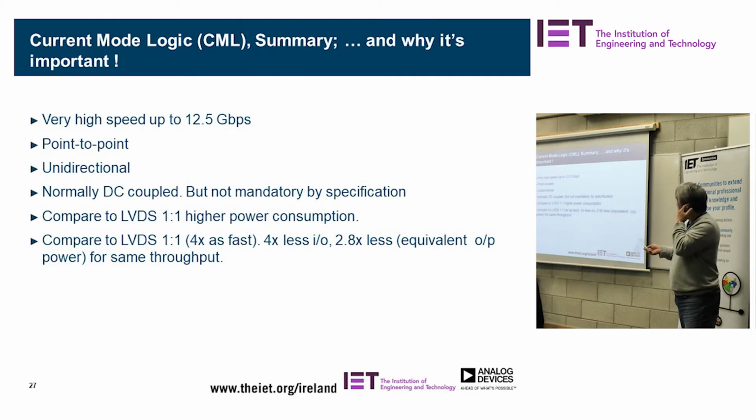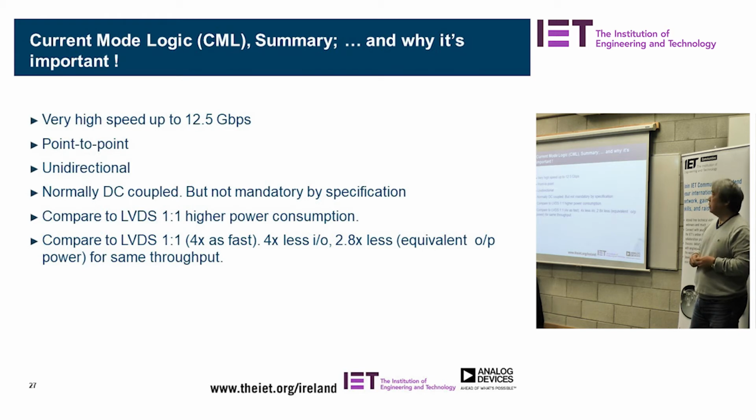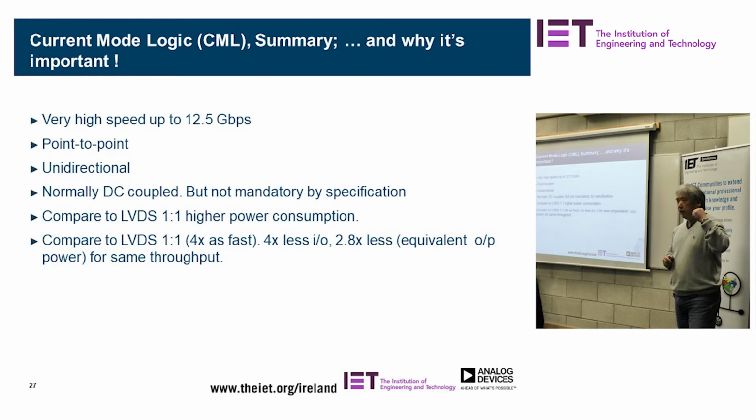And why it's important, you can go up to 12 gig for the B version. It's usually point to point, unidirectional, and normally DC coupled, but compared to the LVDS standards, they're a little bit higher power because you have to be biased, ready to go, so they consume a little bit more power.